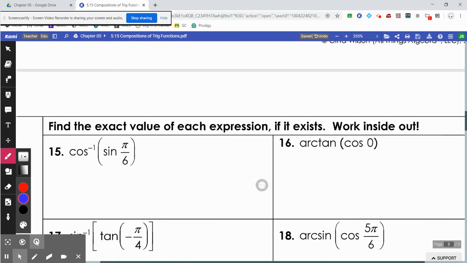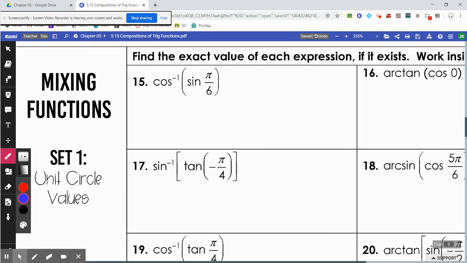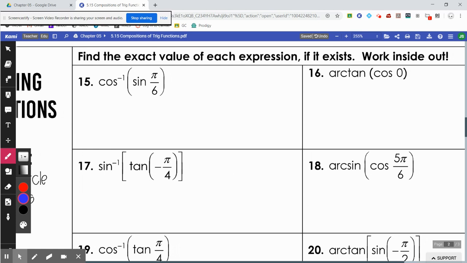Okay, next up, we're going to mix some functions. We're doing this for extra practice with our unit circle values. So if we're going to mix these values, we're just going to do what's inside of parentheses first. So we're going to do the inverse cosine of the sine of pi over 6. Pi over 6 is 30 degrees. That's a first quadrant angle, so the sine is going to be positive. The sine of 30 is a half.